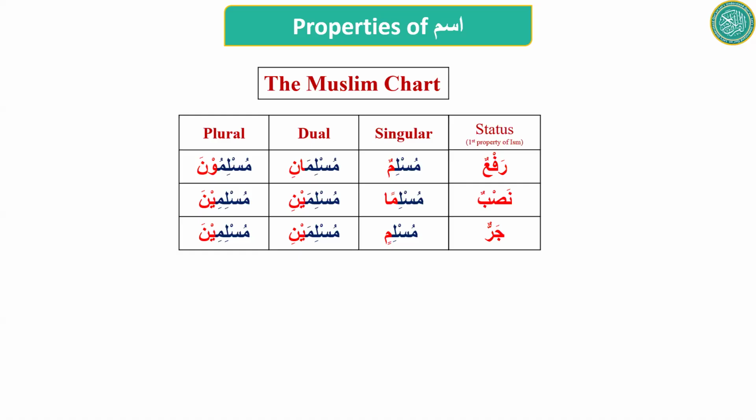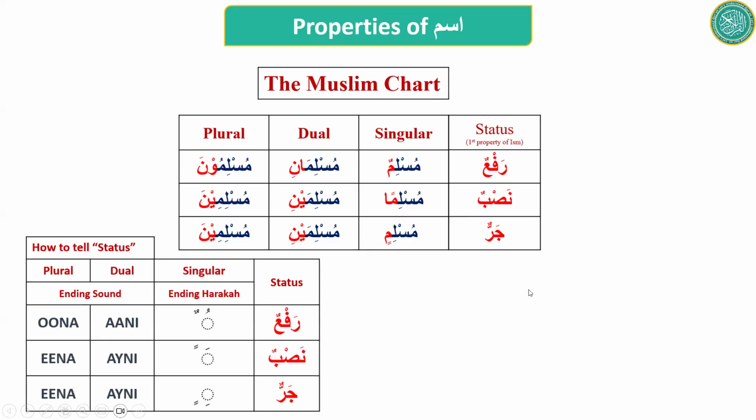Okay. So there are three types of status. They are called Rafa, Nasab, and Jar. In the singular column, the first one is Rafa, then Nasab, and then Jar. Similarly, in the dual column, Rafa, Nasab, and then Jar. And in the plural column, Rafa, Nasab, and Jar. And similarly, this is how we say this for other words as well.